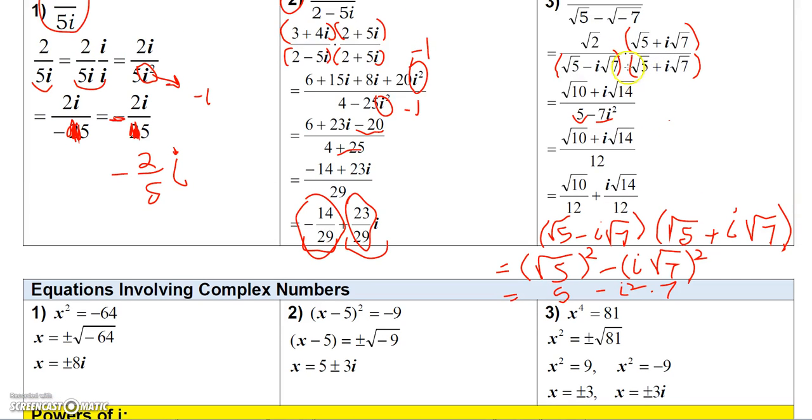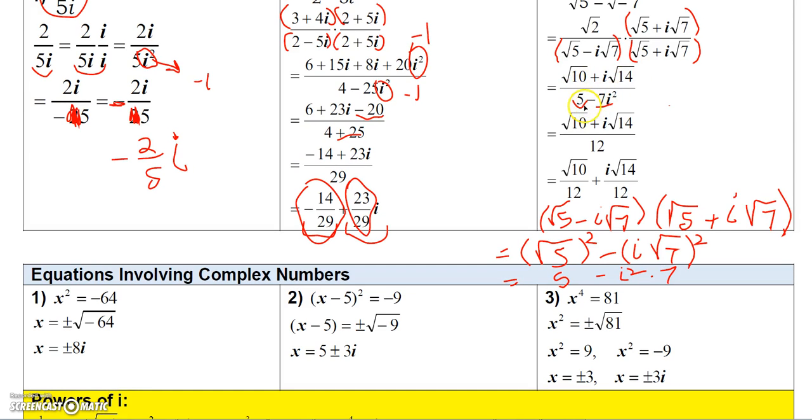Now, as far as the numerator, I just distributed the square root of 2. Square root of 2 times square root of 5 is square root of 10. And then square root of 2 times i square root of 7. Well, since square root of 2 times square root of 7 is square root of 14, that's going to be i times square root of 14.